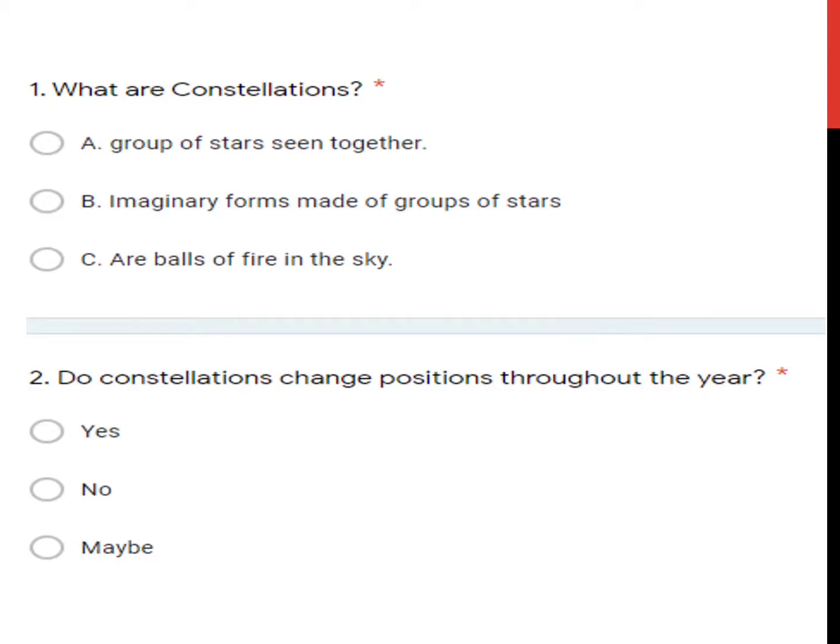Number 2. Do constellations change positions throughout the year? Yes? No? Or maybe? The correct answer is yes. Absolutely right, class. Very good.